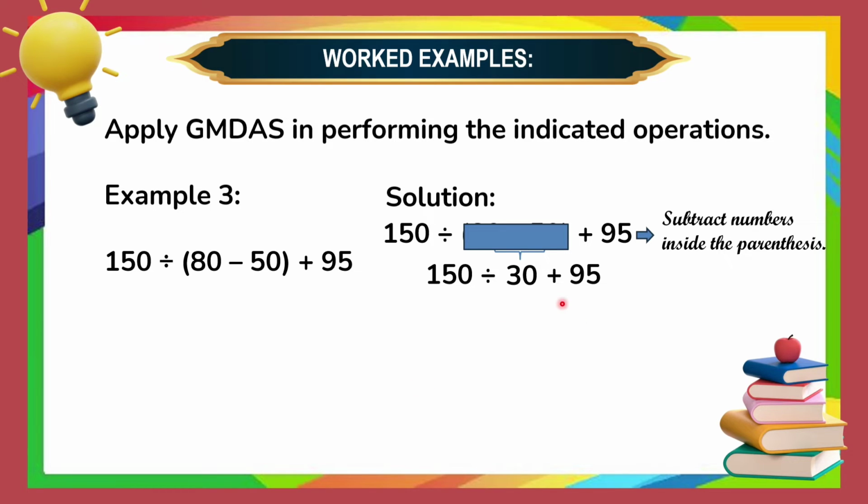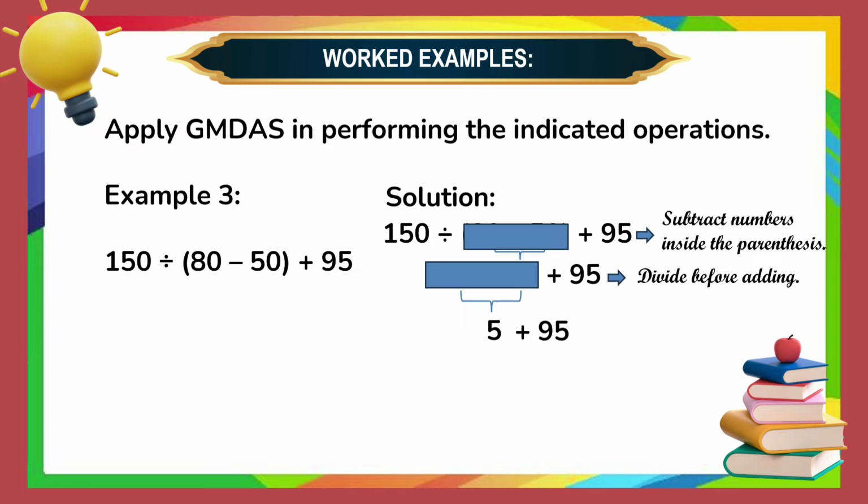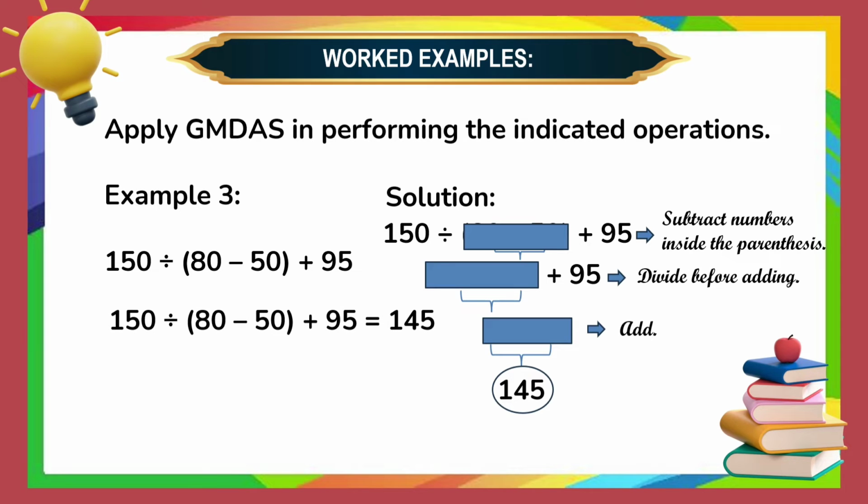So, we have two operations left. We need to do the division before adding. So, do the division first. 150 divided by 30. The answer is 5. Then bring down plus 95. 5 plus 95. The answer is 100. So, 150 divided by open parenthesis 80 minus 50 close parenthesis plus 95. The answer is 100.